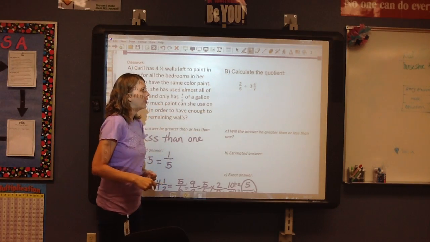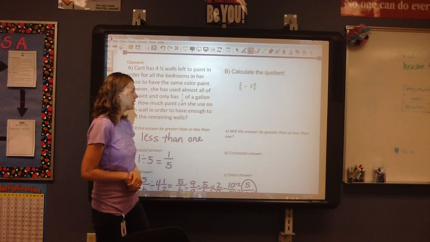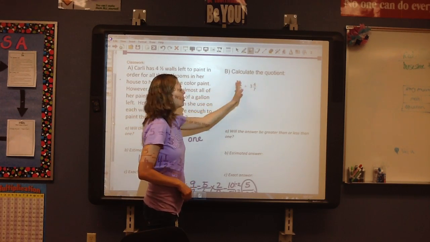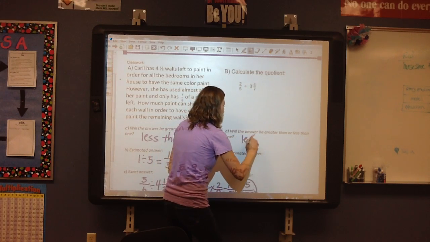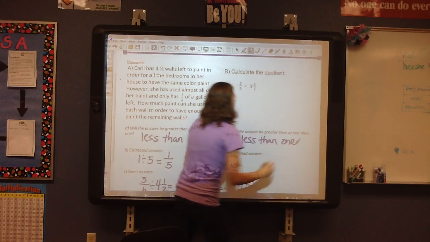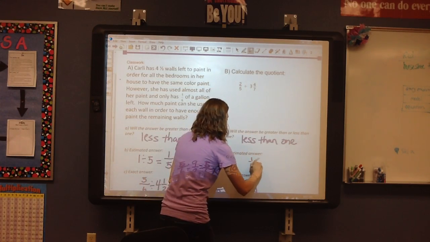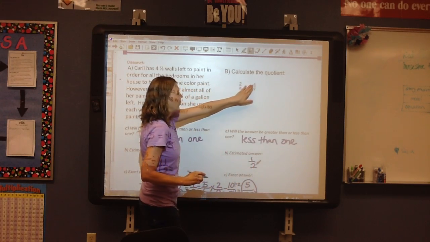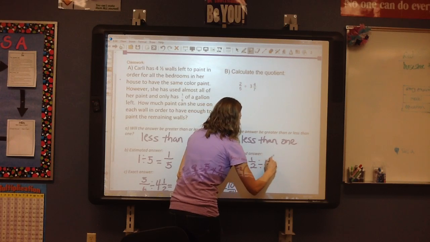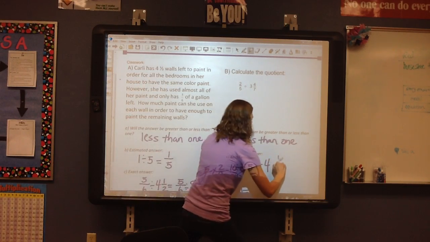On B, it just says calculate the quotient. Okay, so will the answer be greater than or less than 1? We're starting off with a fraction and we're dividing by a whole number. So again, it's going to be less than 1. And if I were to estimate this, 2/5 is close to 1/2. 3 and 4/7, I could say that's about 4. So if I were to divide 1/2 by 4, I could do a model to show.